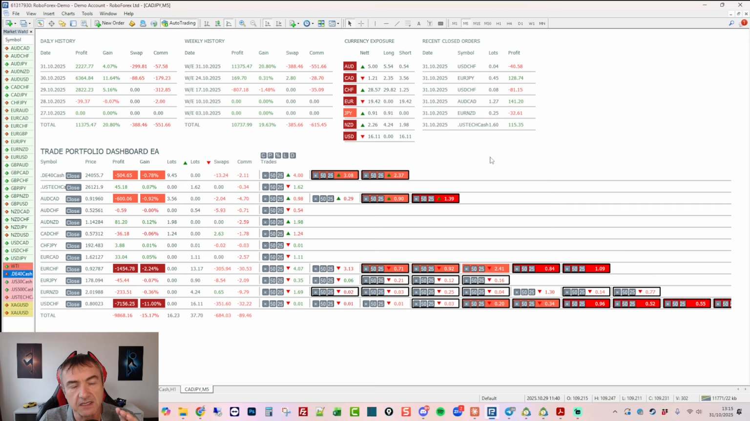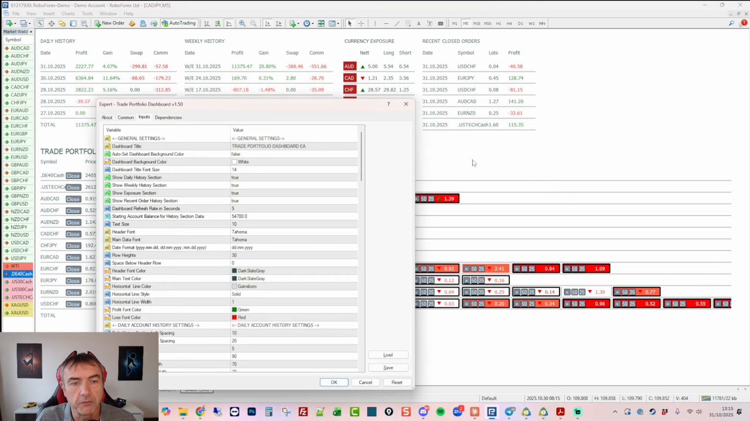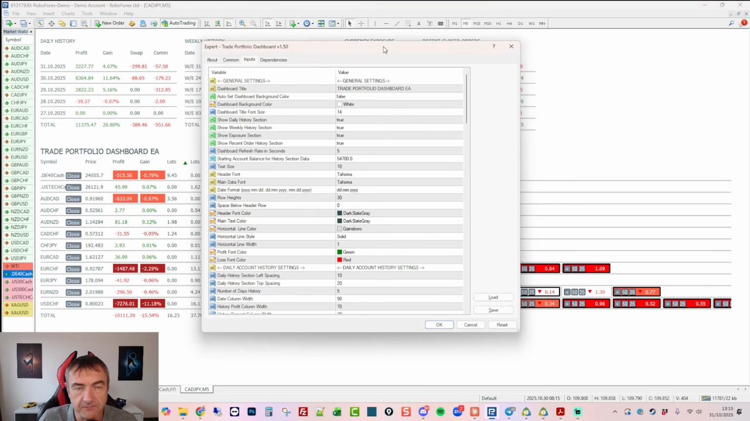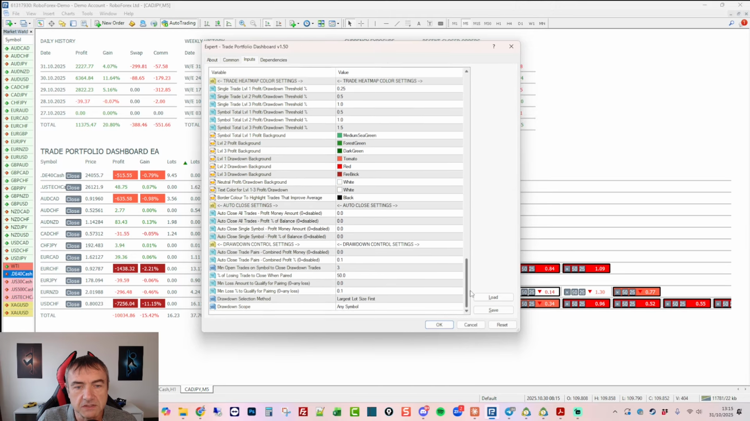So this is a system that I've been using for quite a long time, and it was specifically designed really so that people can do drawdown control and see where their drawdown control needs to be done when they're position trading. So with the new version, what I've incorporated now, and this is available for MT4 and MT5 in version 1.5, are new options for automatically closing trades.